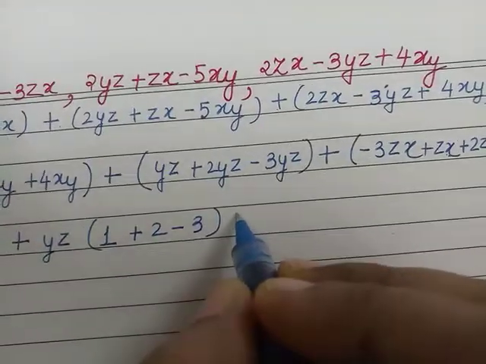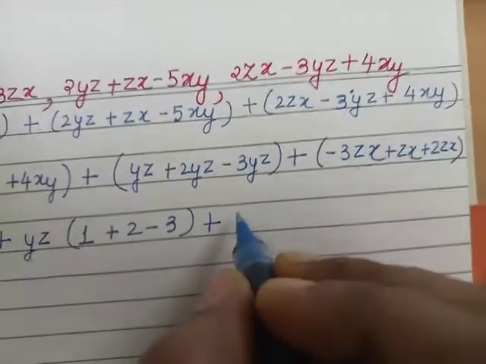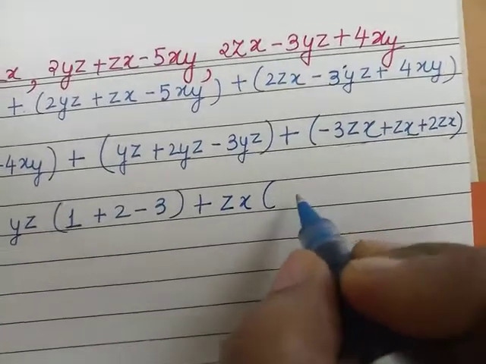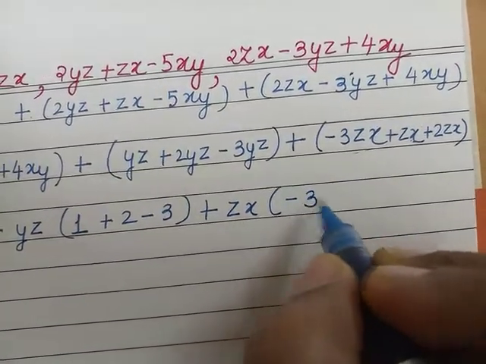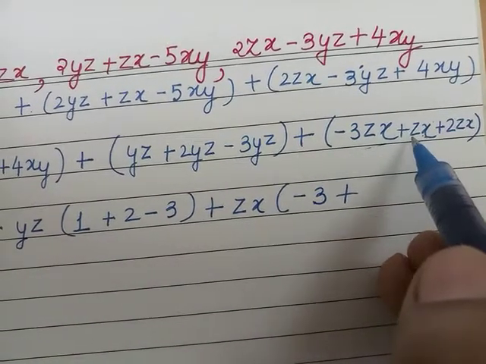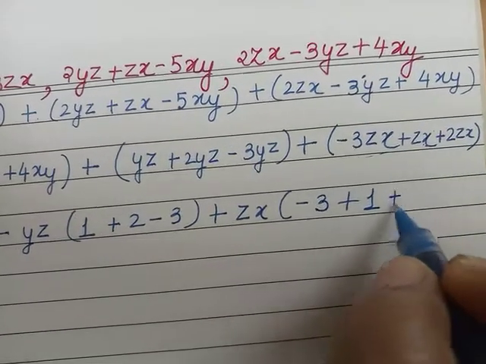Then again we put addition sign. And what is the common factor to all? That is zx. So we write zx variable outside the braces. Now we write the numerical coefficient along with the sign, that is minus 3. See, again it has no number in front of it, then it is 1 plus 2.